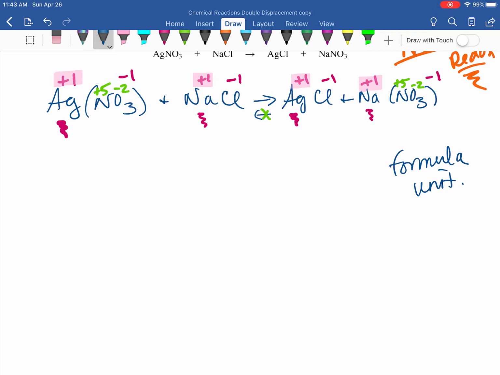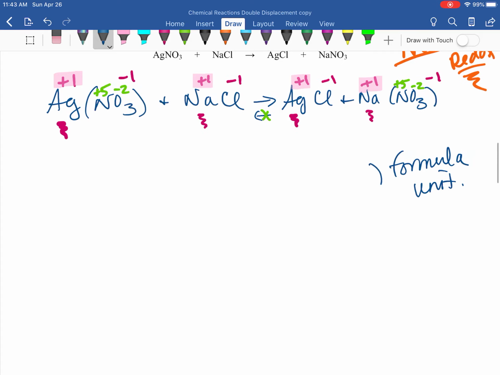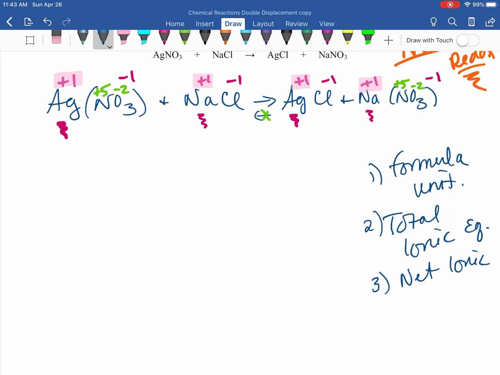We are going to write our double displacement reactions in 3 different ways. This first way is called our formula unit. This is the most common. But for double displacement reactions, we need to literally picture what they're going to look like in the lab in water. That will help us find our driving force. And that's going to help us picture what these reactions look like in the lab.